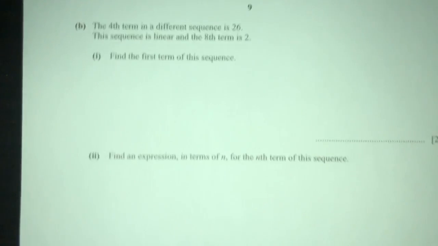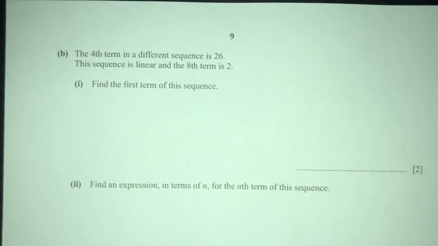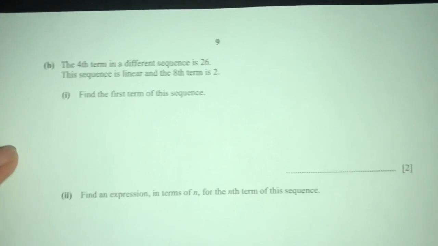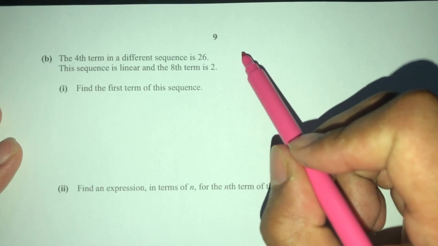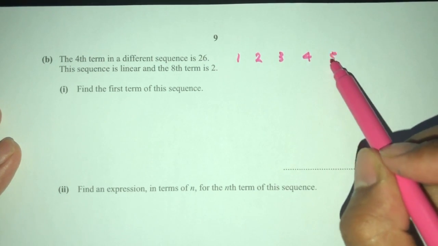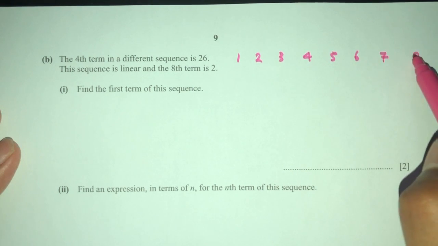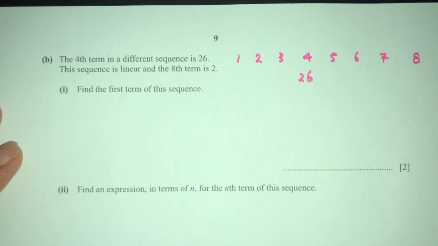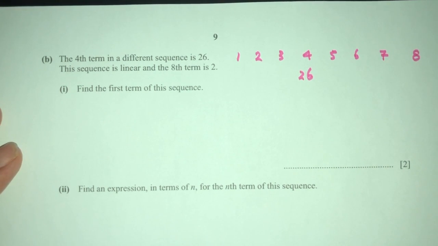Now let's move on to part B of your question. The fourth term of a different sequence is 26. So let's have a look at this. Let's call this 1, 2, 3, 4, 5, 6, 7, 8. The fourth term is 26. Right. Okay. And this sequence is linear.